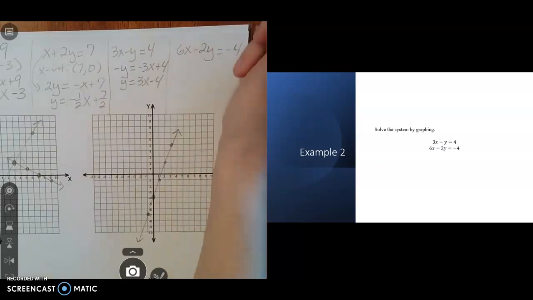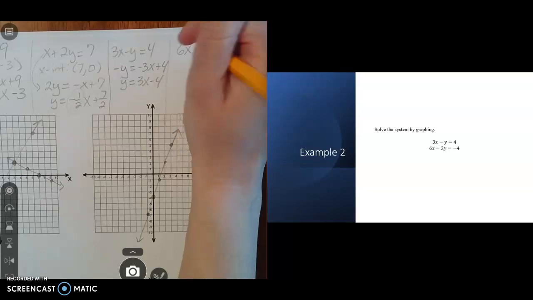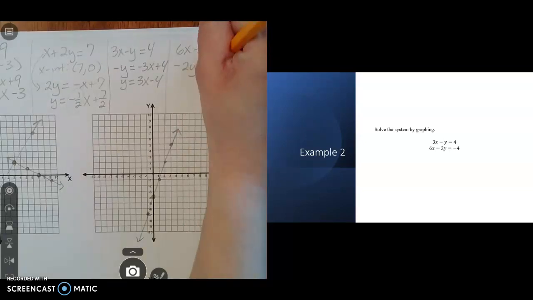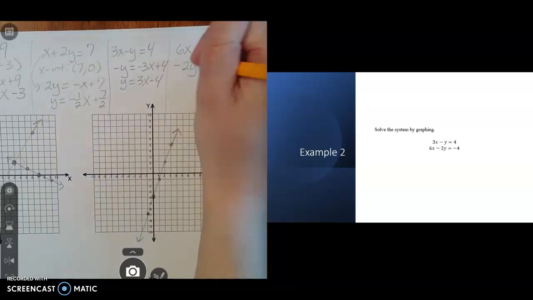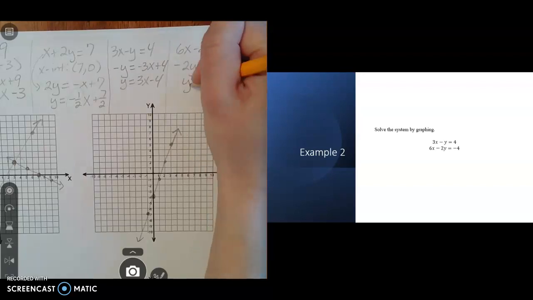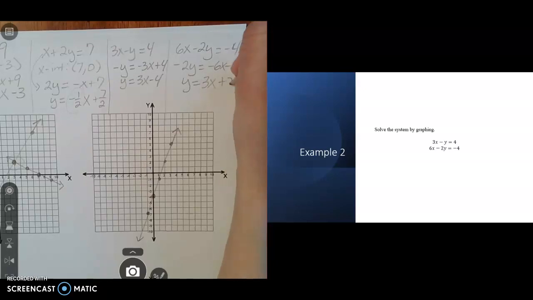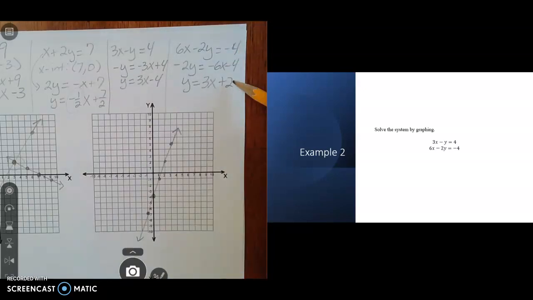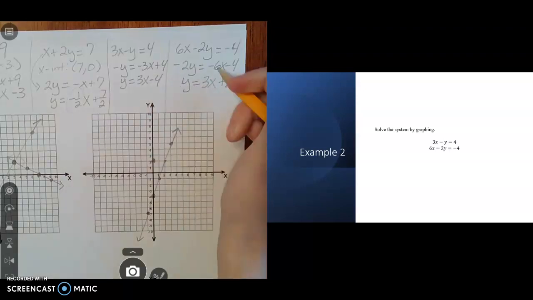Let's just go ahead and get this into slope-intercept form since we're going to use the y-intercept anyway. I'll go ahead and subtract my 6x from both sides, so I'll have negative 2y equals negative 6x minus 4, and I'll divide everything by negative 2. So if I divide by negative 2, I'll get y. Dividing the negative 6x by negative 2, I'll get 3x. And negative 4 divided by negative 2 will be a positive 2. All right, so graphing this one, I have a y-intercept of 2 and a slope of 3.